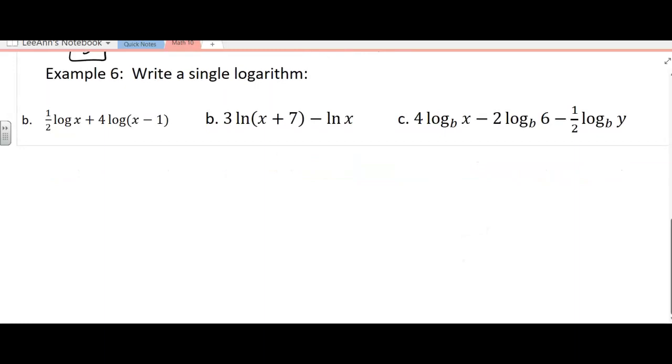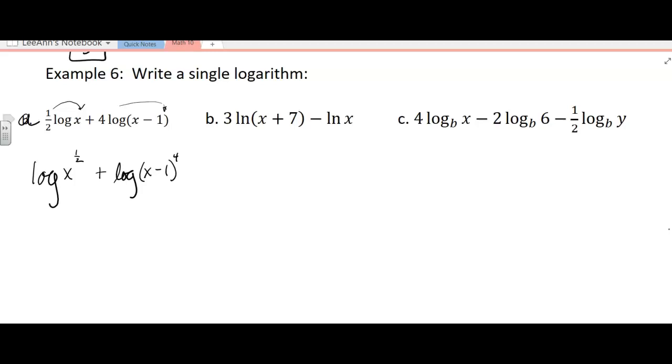Okay, write a single logarithm. Okay, now here we have some exponents. So I've got to put the 1/2 back up, and I've got to put the 4 back up. So I've got log x to the 1/2 plus log x minus 1 to the 4th power. Now I don't want to multiply that out. I wonder why that says B instead of A. Okay, I'm not sure. All right. So I put the exponents back up.